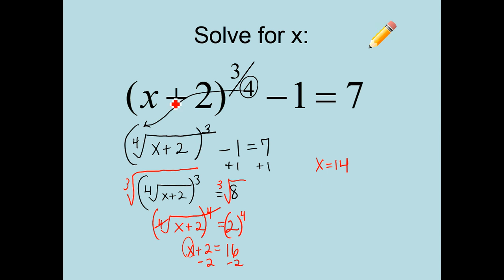And now I'm going to check that. 14 plus 2 is 16. I could come down here and do it down here if it makes more sense to you. The 4th root of 16 is 2. 2 cubed is 8. 8 minus 1 does equal 7. So that does check out.